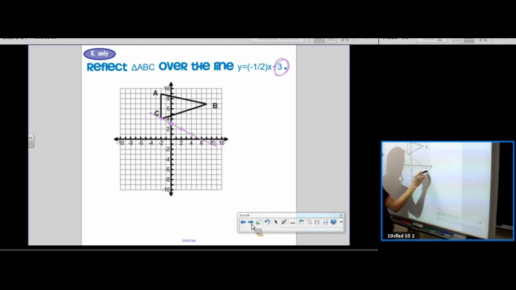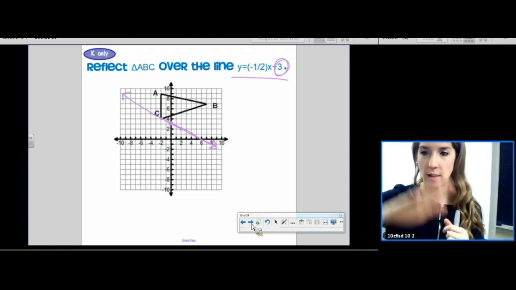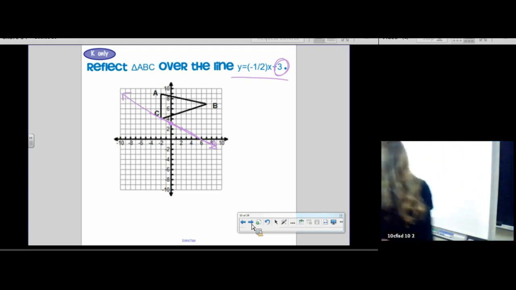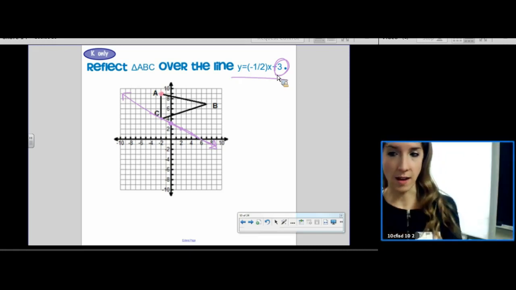So we have now graphed the line of reflection. They told it to us. Now our job is to take that triangle and flip it over the line. We're going to use what we know about the line of reflection. Let's flip A first. I want to reflect point A over that line.